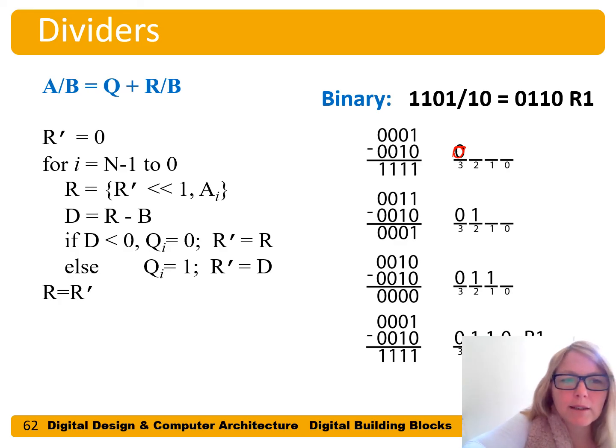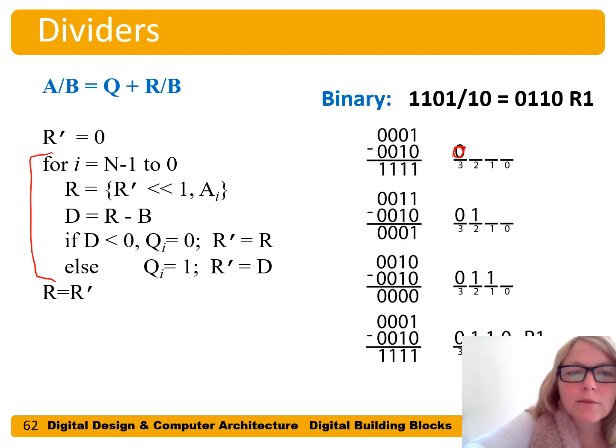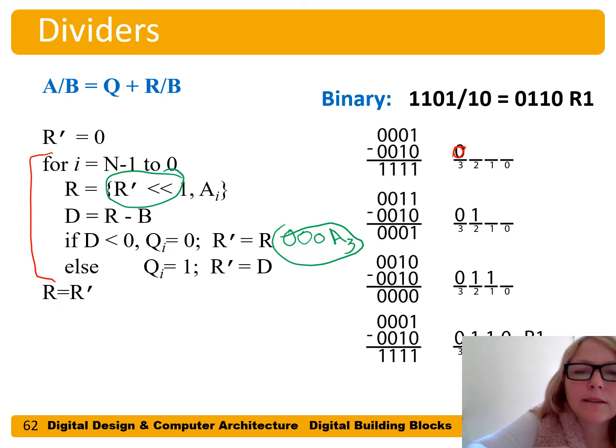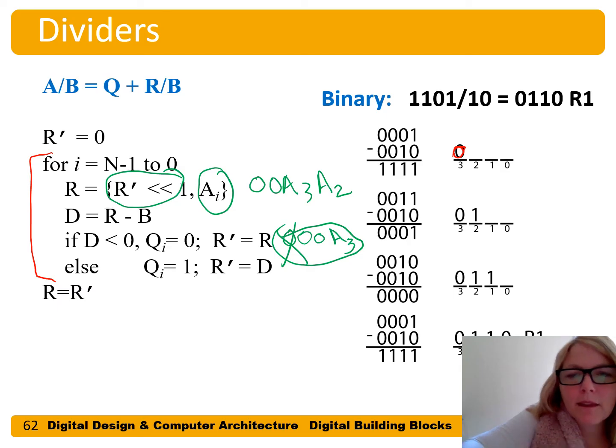It's now going to repeat because we're in this for loop for i equals n minus 1 to 0. So now we're in the second iteration. We have r prime, which in this case was 0, 0, 0, a sub 3, which was 1. We'll just leave it like that. Now we shift this r prime left by 1 bit, so now we get 0, 0, a sub 3. This 0 falls off, and we shift in the next most significant bit, a sub 2. And that's what's happening here.